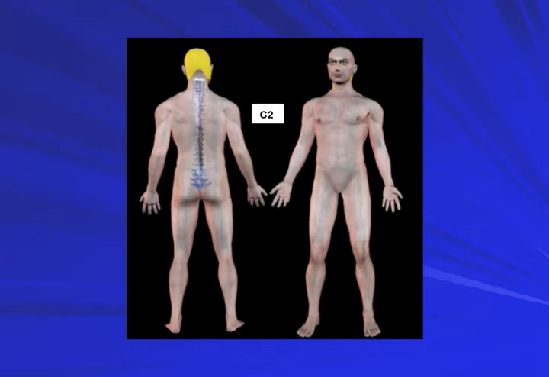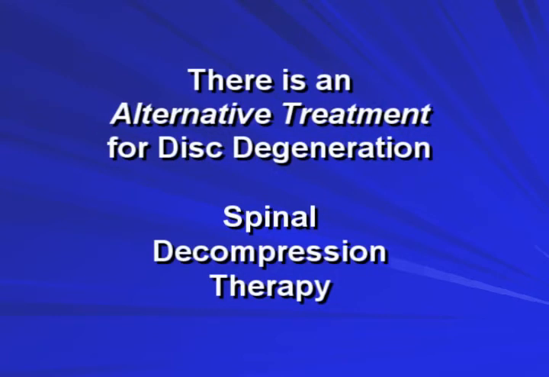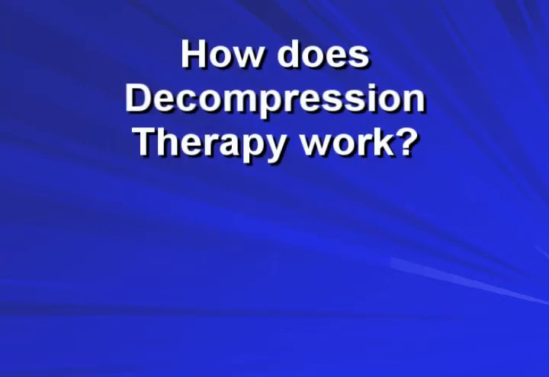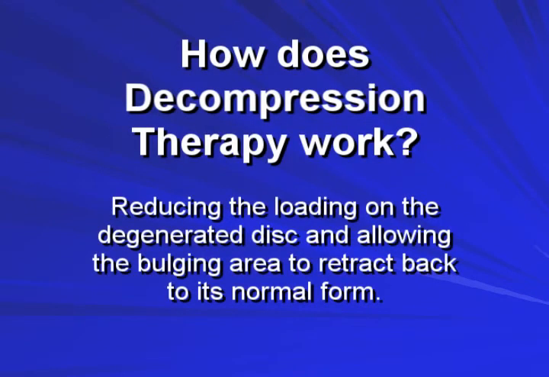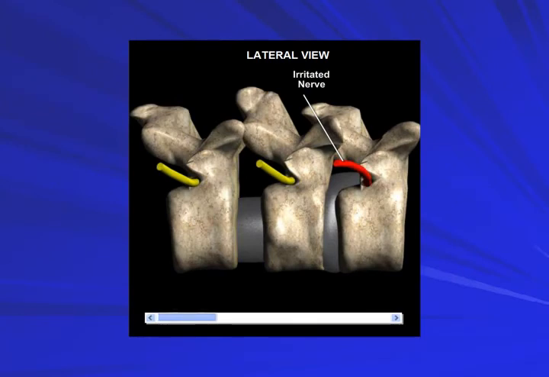Now there's an alternative treatment for disc degeneration without surgery. The treatment is called spinal decompression therapy. How does decompression therapy work? Decompression therapy works by reducing the loading on the degenerated disc and enabling the bulging area to retract back to its normal form. By reducing the loading, vital fluids and nutrients can flow back into the disc and allow the healing process to begin. Let's animate the decompression process on a bulging disc within the lumbar area.